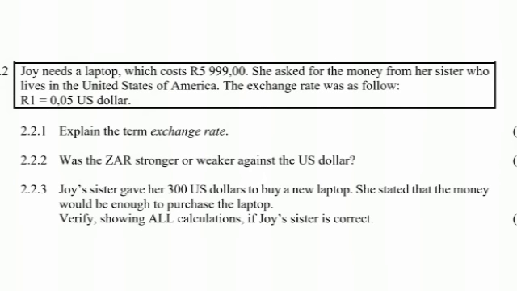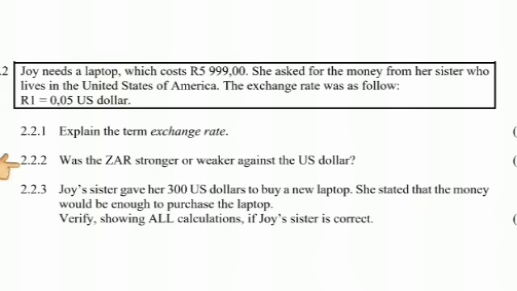The exchange rate is as follows: 1 rand is equal to 5 cents of US dollars. The first question wants you to explain the term exchange rate, and the second question, which is 2.2.2, wants you to know which one is a stronger currency between the rand and the dollar. It says, was the ZAR stronger or weaker than the US dollar? So we are going to answer those two questions at once.